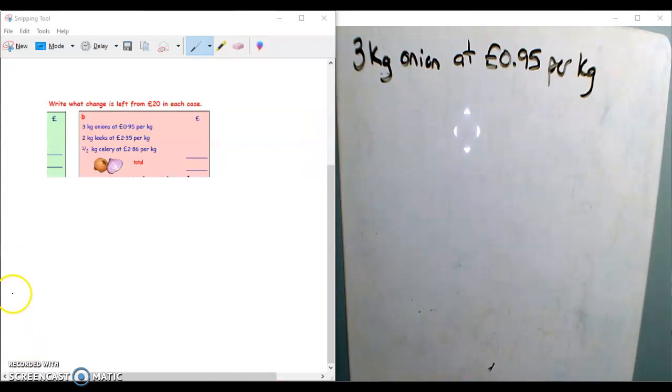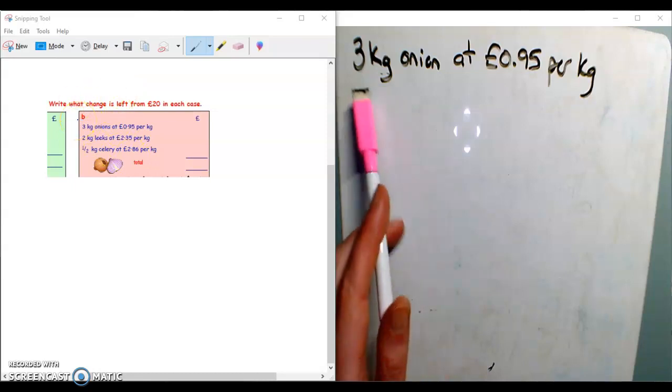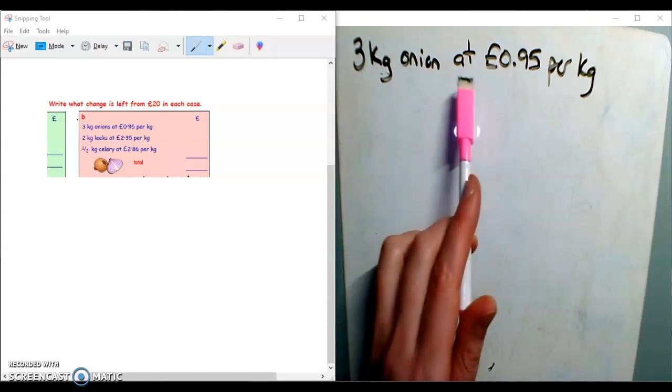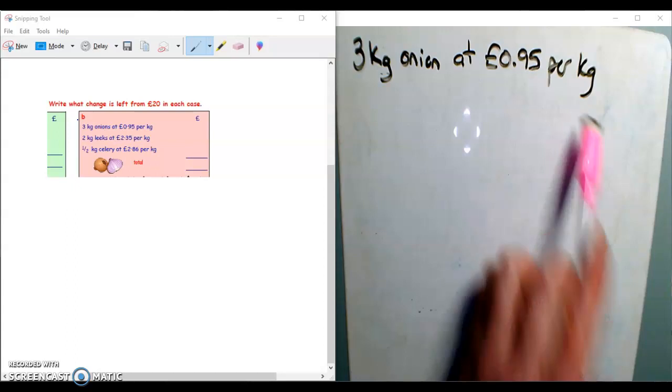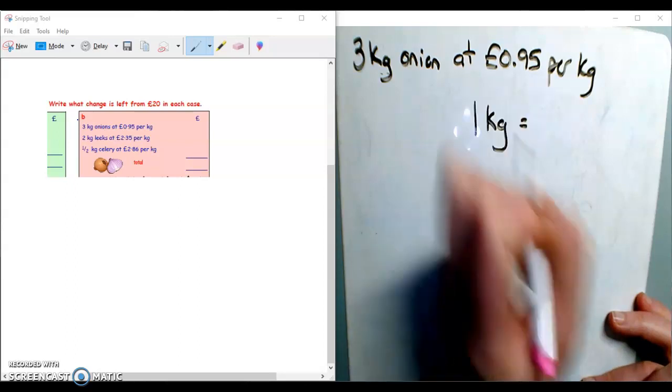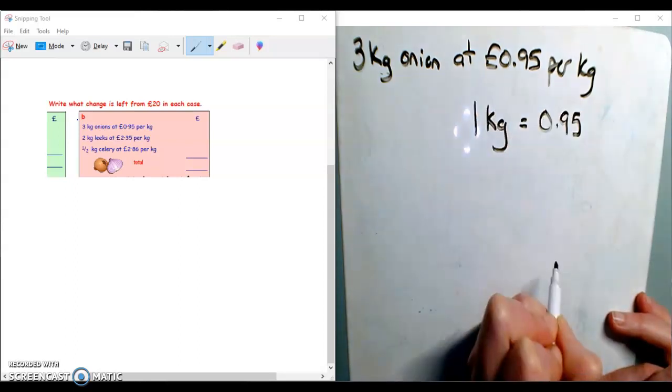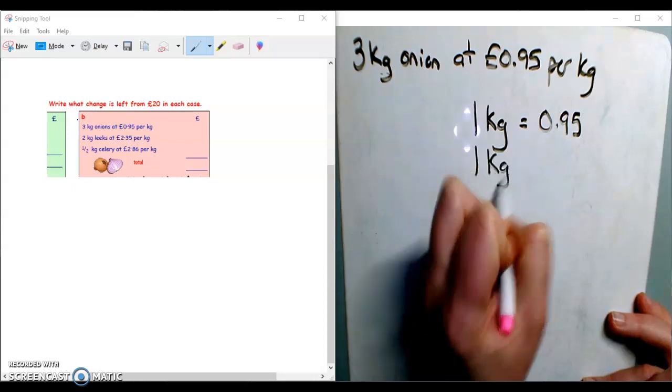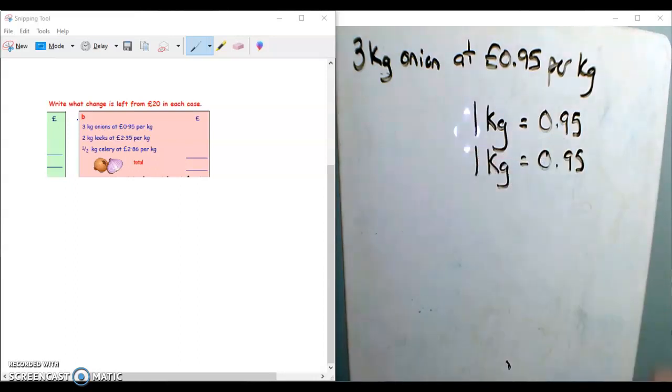Here's another question for us to look at. We want to figure out the change that is left from £20 if we purchased this at a shop. So let's look at this question here because there's a lot of information. So when we're looking here, we have 3 kilograms of onions at 95p per kilogram. So what this tells me is that for every kilogram, I'm going to pay 95p. So for every kilogram I have, it costs 95p.